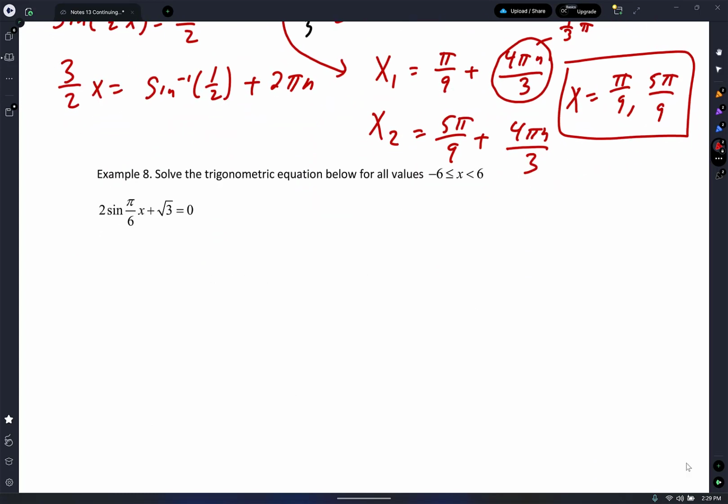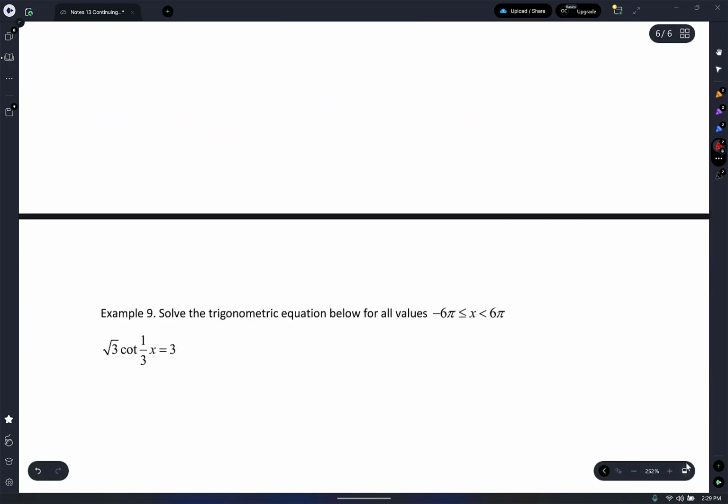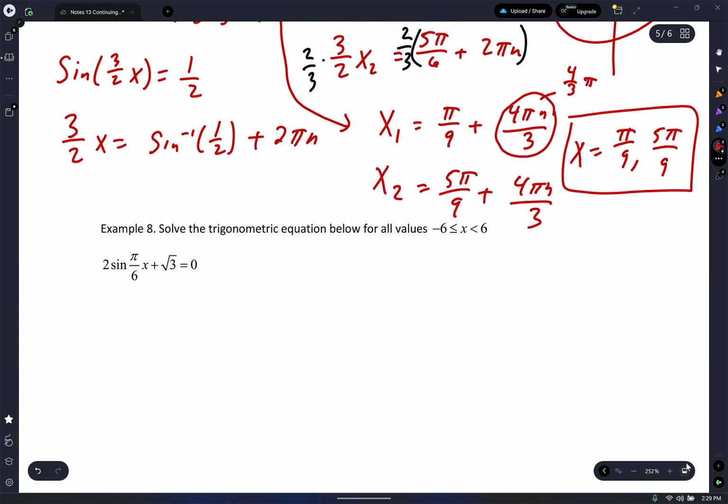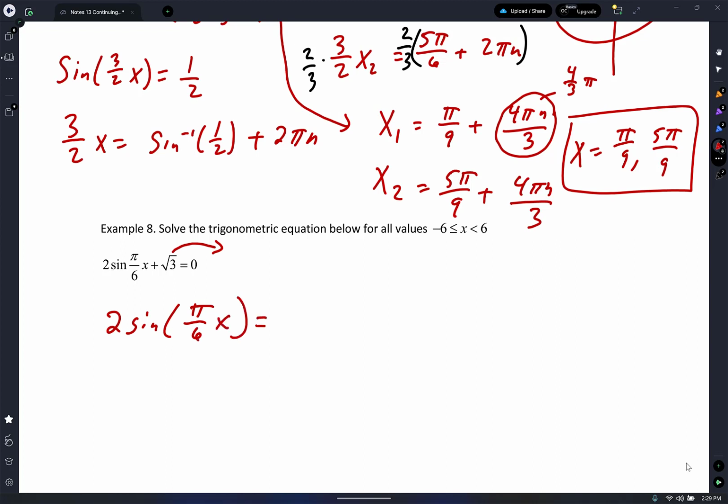All right. Last one before we get into some tricky stuff in a little bit. So we have this one here. It says I want all the answers between -6 and 6. So the first thing I'm going to do is move the square root of 3 to the side. So you're going to write 2 sine pi over 6, put the x on the side, equals negative square root of 3. It should have parentheses, but it doesn't. That's what it means. It's part of your argument there.